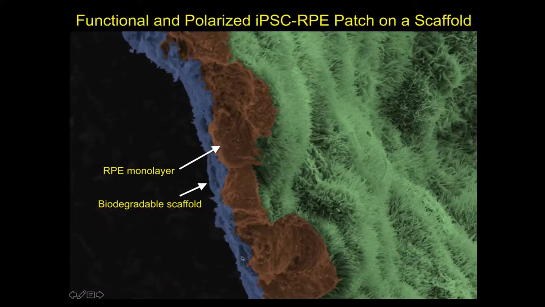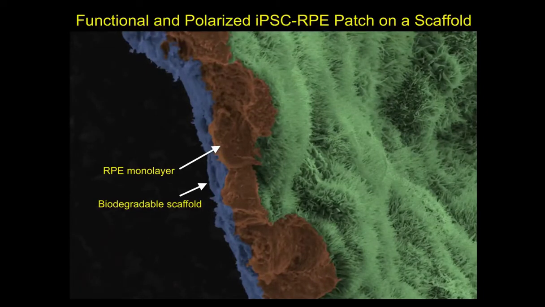In blue, you see the scaffold that has been pseudo-colored. In brown are the cells. You're looking at it from a side angle. You see 3 cells with the nuclei here. But most interesting is this green structure. These are, remember, the business end of RPE cells, the apical processes. And I hope you can appreciate that throughout the patch, this really homogeneously polarized tissue is present.